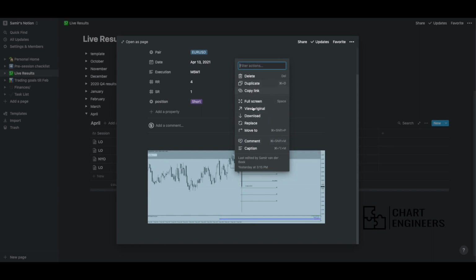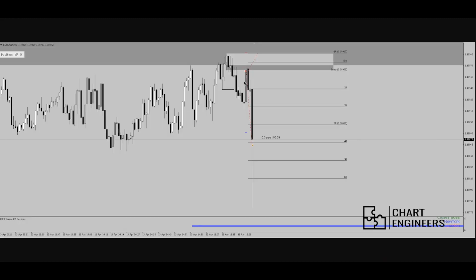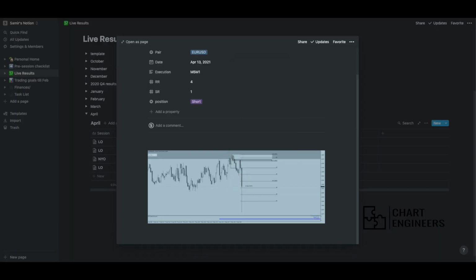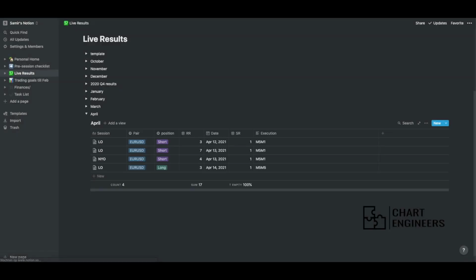Let me open it real quick. View original. Yeah, you can see here's my entry, and here's my exit. My TP was at 3R right there, and then it slipped me out for 4R. And then that was basically it for the day. At that point I closed my charts and I was done, because I had 2 wins on one day. I was very grateful for that.